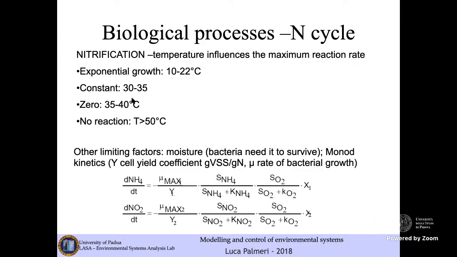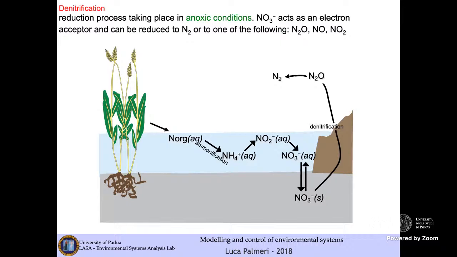Other limiting factors, of course, are moisture. These are limiting factors for bacterial growth, because bacteria need water to survive. You can include it by a Monod kinetic, but we will see it more closely next week.